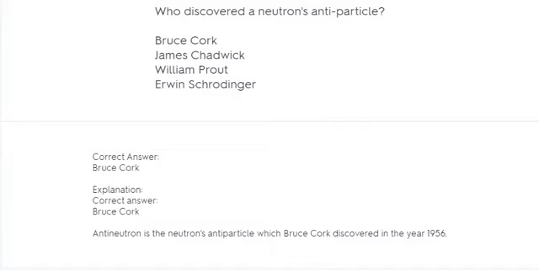Who discovered a neutron's antiparticle? Bruce Cork, James Chadwick, William Prout, Erwin Schrödinger. Correct answer. Bruce Cork. Explanation. Antineutron is the neutron's antiparticle which Bruce Cork discovered in the year 1956.